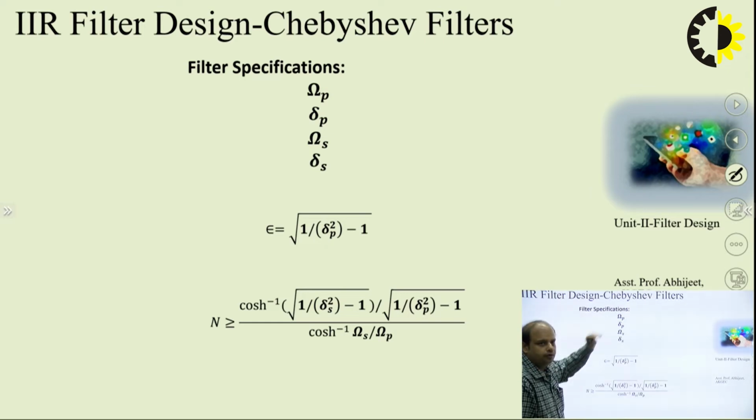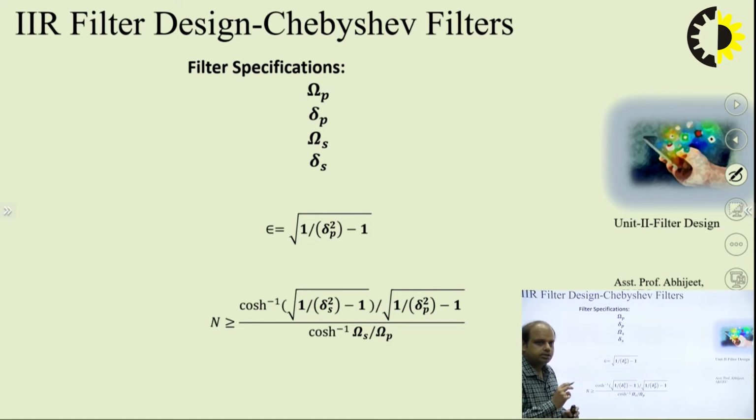So using this, again from the numerical point of view, the specifications will be given: the passband cutoff frequency will be given, the passband magnitude will be given, the stopband cutoff frequency will be given, and the minimum attenuation in the stopband will be given. So based on that and some numerical computation, epsilon can be derived to be the square root of 1 upon del p square minus 1.